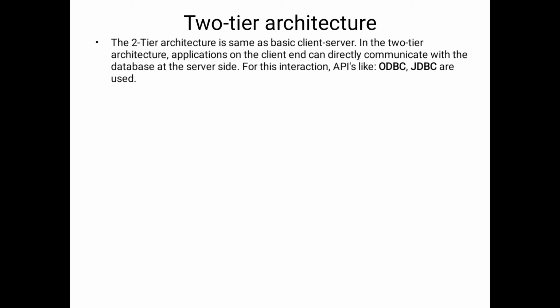So with the help of JDBC and ODBC, we directly communicate with the databases. Here the mediators are JDBC and ODBC, Java Database Connectivity and Open Database Connectivity. With the help of JDBC and ODBC, the users communicate with the database. That's why the helpers are JDBC and ODBC, and that's why this is the two-tier architecture.